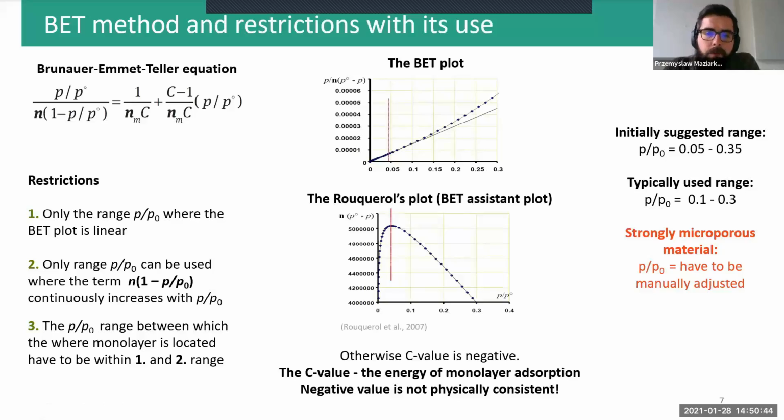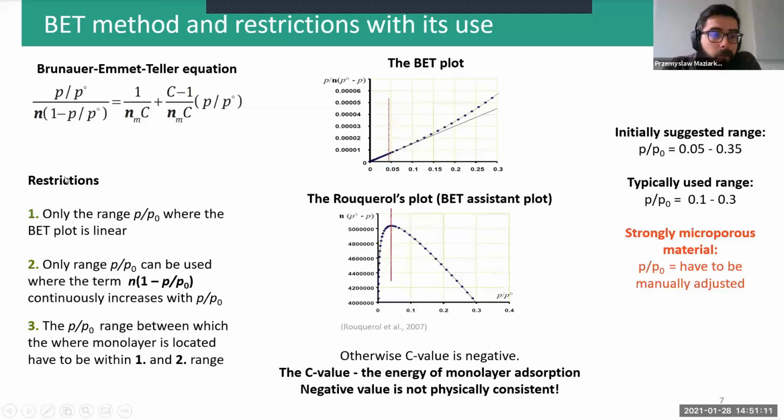The second thing, which is usually omitted, is that on the Rouquerol plot, which for those who use Quantachrome software is known as the BET assistant plot, only the P/P0 range can be used at which this quantity is increasing with P/P0. So only this part of the P/P0 can be applied. And the third is that those ranges should be the same between the BET plot and the BET assistant plot.